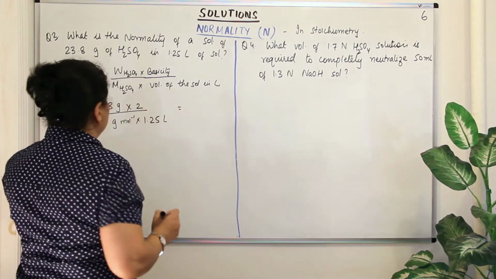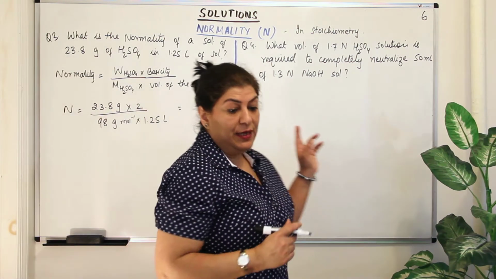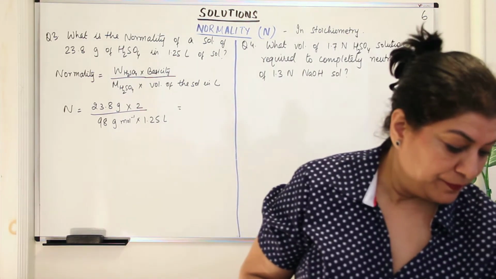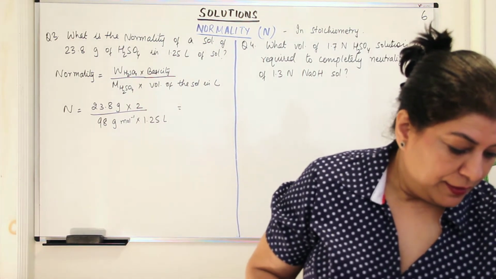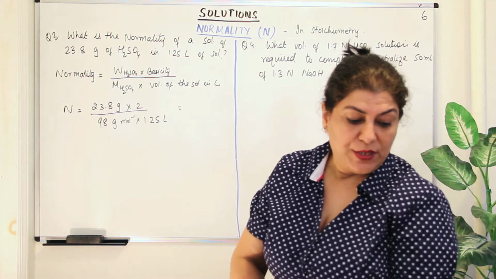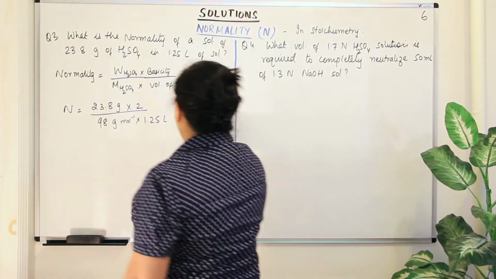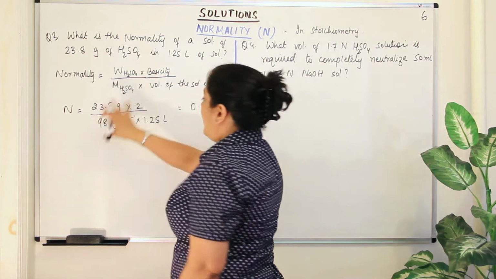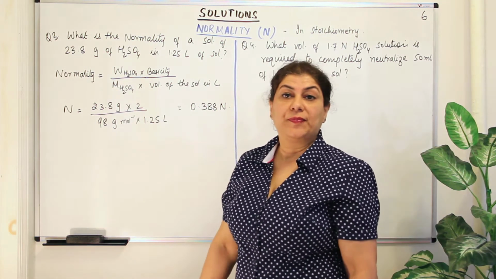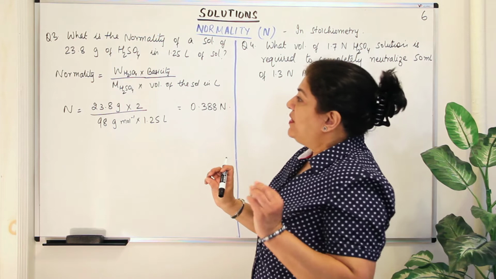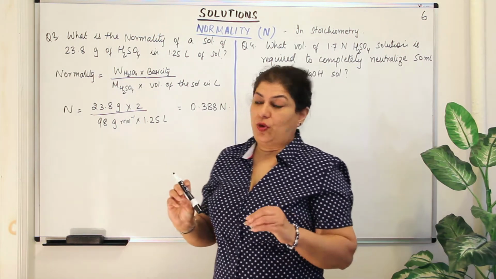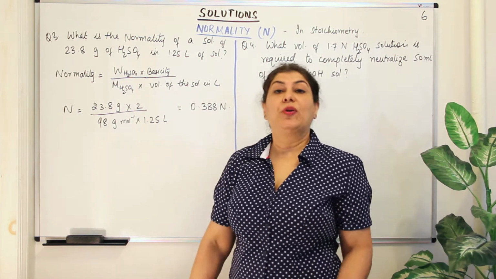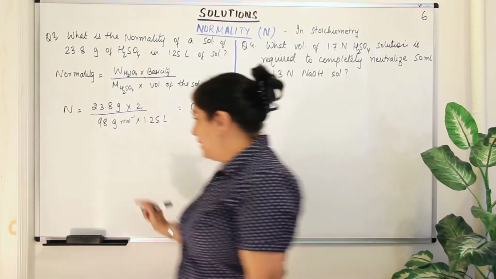And when you solve this, you get the normality equal to 0.388 normal. 0.388 normal would be your answer, right? Now there is one thing that you have to pay attention to. What is the difference between normality and molarity?